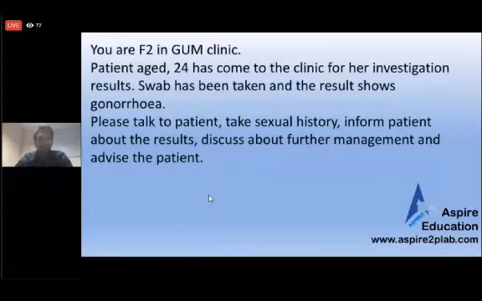So here you are in a GUM clinic and the patient, aged 24, has come to you for her investigation results. Why has the patient come, and what investigations have you done? She has come to get checked for STI because she thought she might be prone to having an STI, and she has done some investigations for STI. Now you have the results, so she has come to get them. What you have to do is talk to the patient, take sexual history, inform the patient about the results, discuss further management and advise the patient.